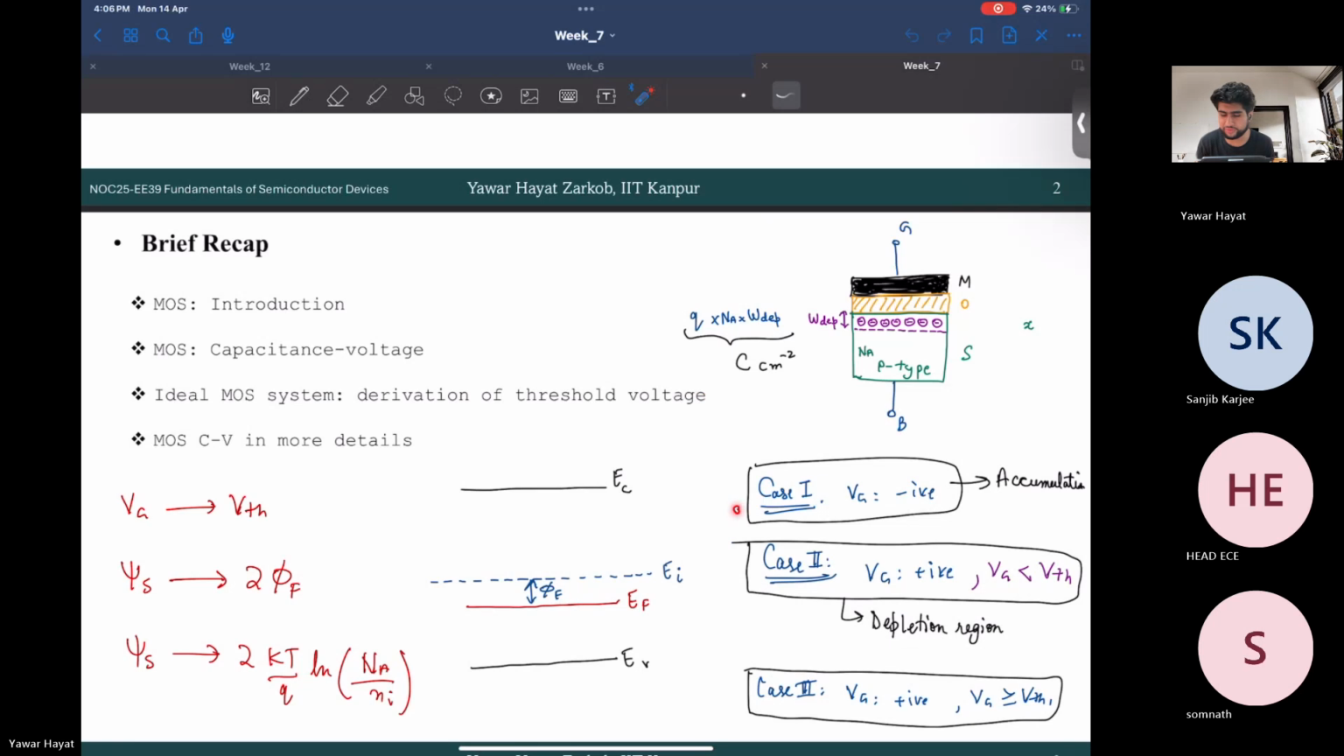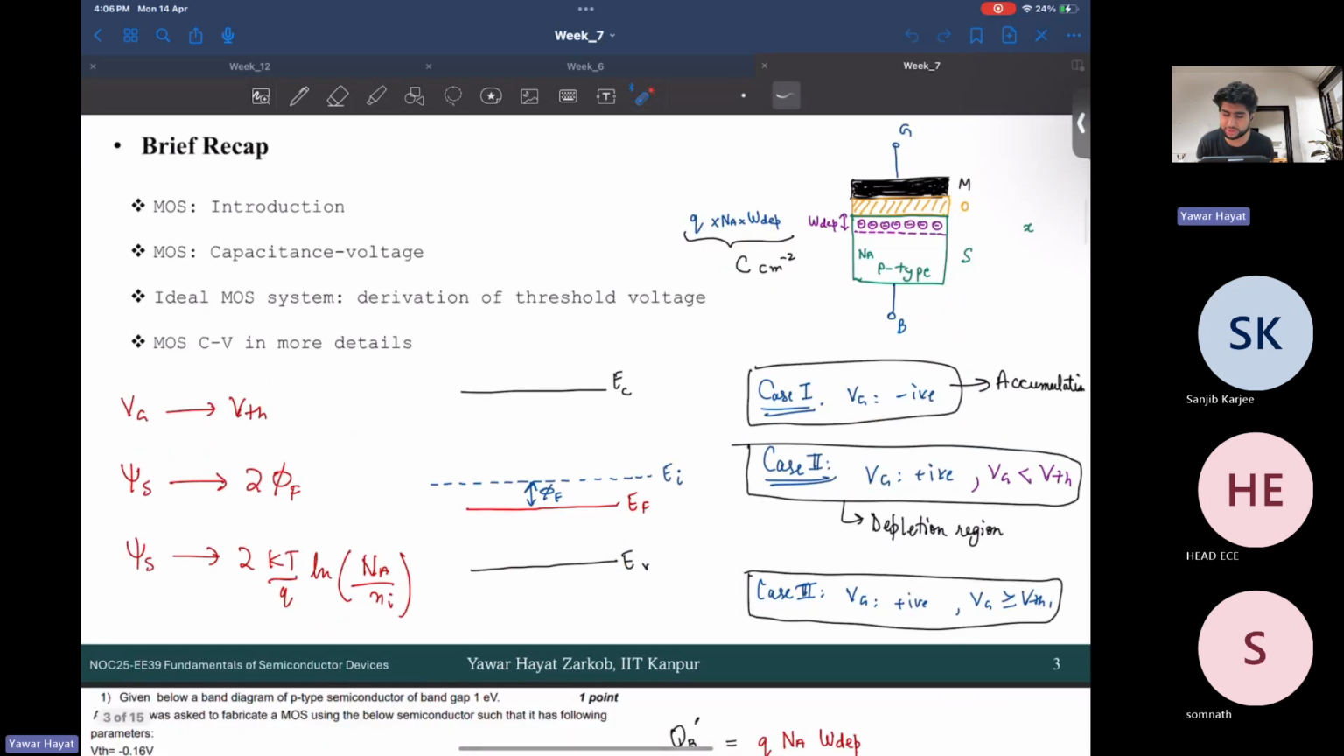The first case corresponded to accumulation, in which the gate voltage is negative. The second case corresponded to depletion, when your VG is positive but still less than VTH. Keep in mind this is NMOS, because your substrate is P type. So the channel would be formed of electrons.